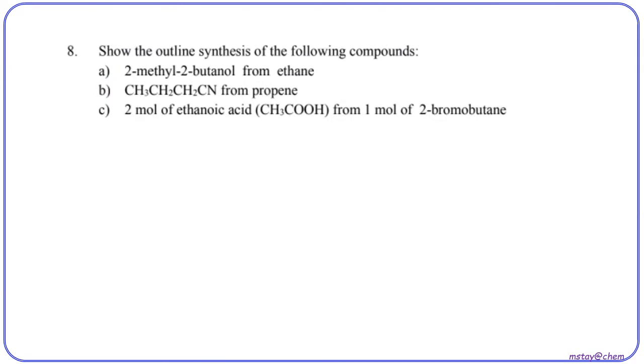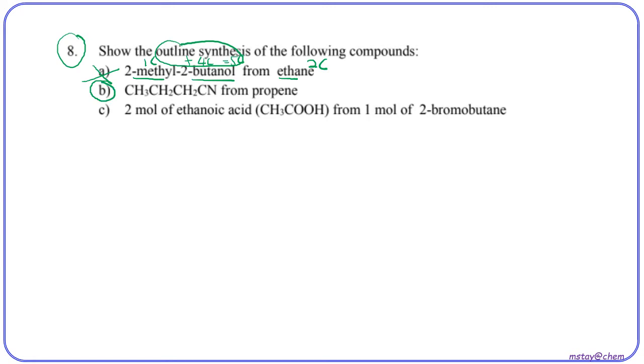Okay, let's continue with tutorial question number 8. Show the outline synthesis of the following compound. Ethane to 2-methyl-2-butanol. From here we will notice ethane has 2 carbon, while in 2-methyl-2-butanol, methyl is 1 carbon, butanol 4 carbon, total is 5 carbon. So from 2 carbon to 5 carbons, we haven't discussed yet, so we will discuss in the next subtopic, which is the Grignard reagent. So we will ignore question 8a. Then let's proceed to question B.